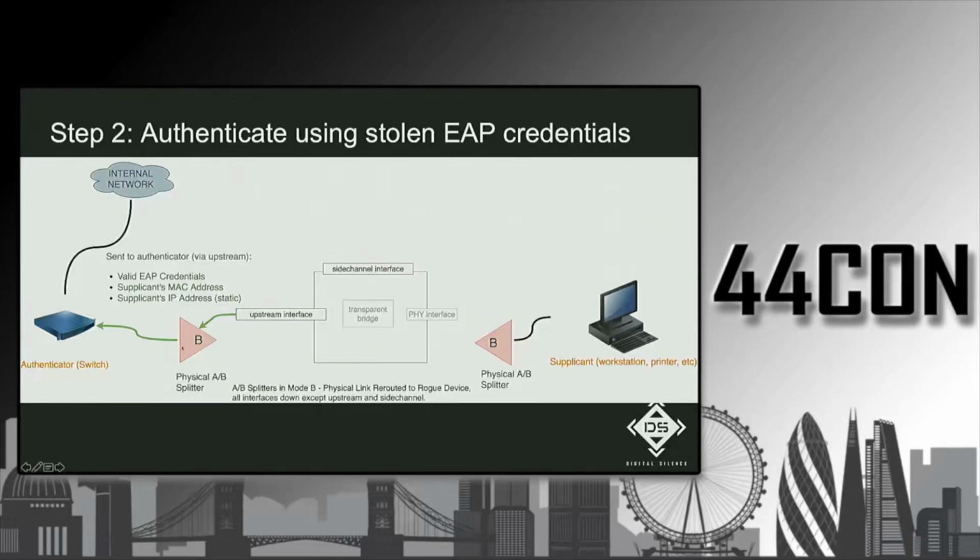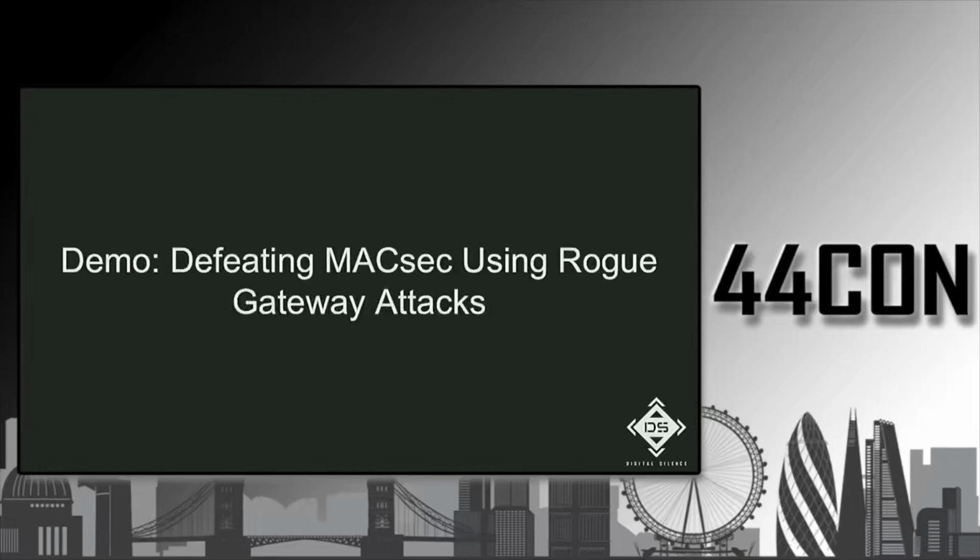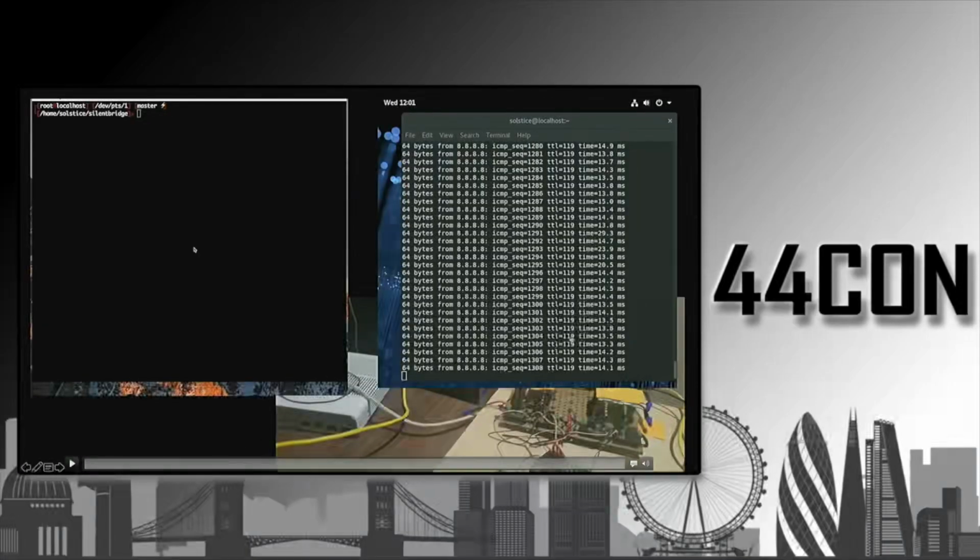To do that, we leave these splitters in the B position. You leave the bridge down and bring down the phi interface. You bring up the upstream interface with a static IP address that matches the one used by the supplicant, spoof the supplicant's MAC address, then use the correct credentials to authenticate directly with the switch, and then you're on the network. So just to demonstrate this really fast, same setup as before.